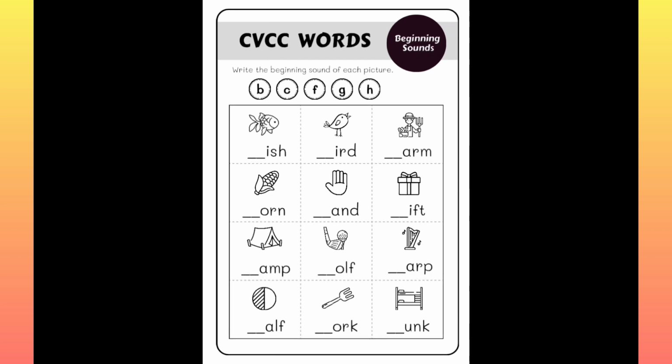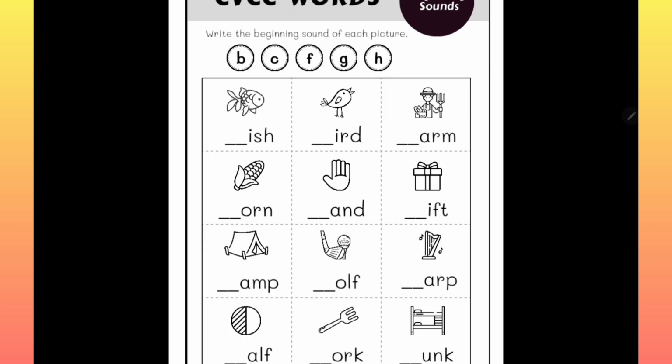Now this one, 4-letter words. We are going to fill this. So first one is the picture of a fish, right? So F, I, SH. This SH, it is a digraph. They have one sound. So F came from F, right? So F-I-S-H. Now this is the picture of a bird.